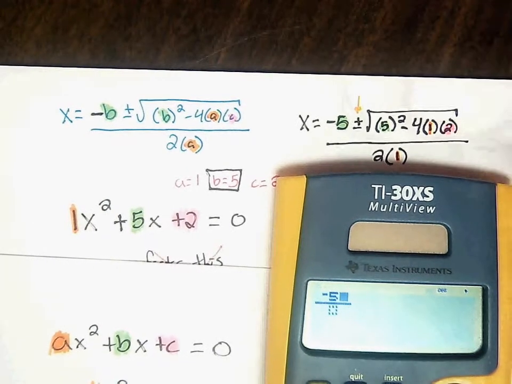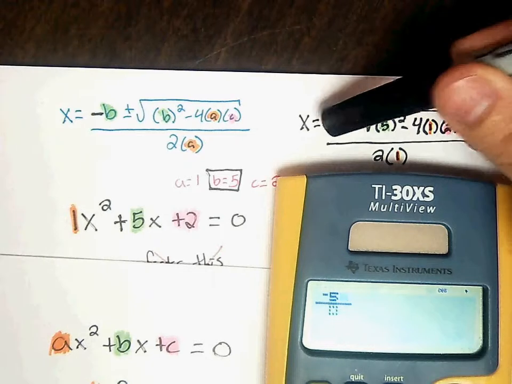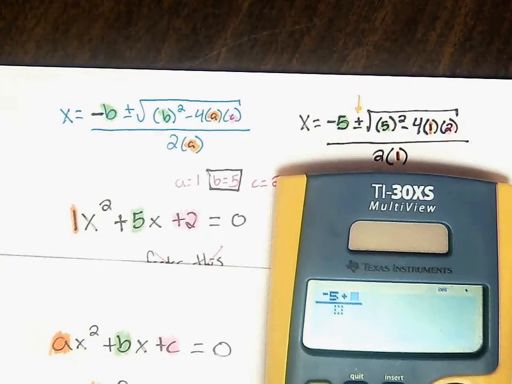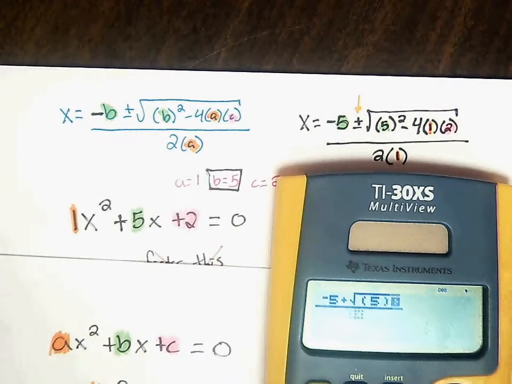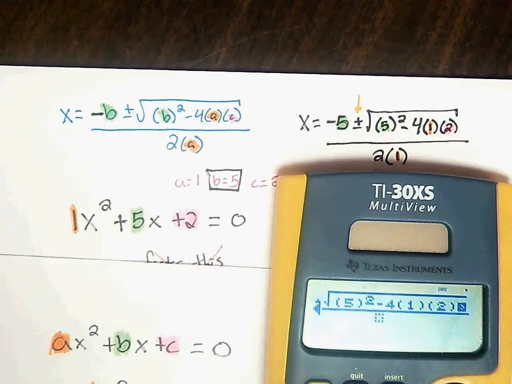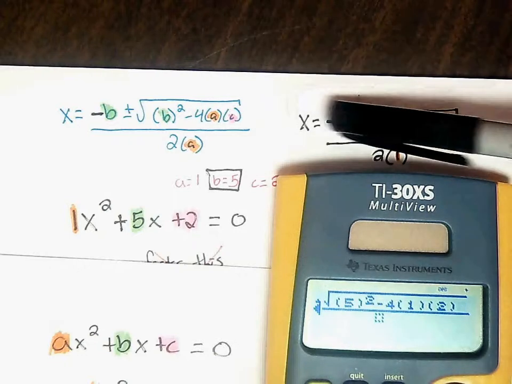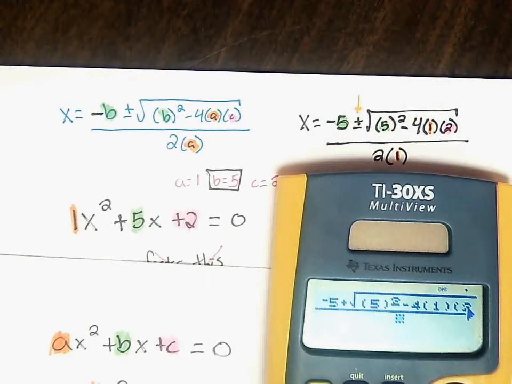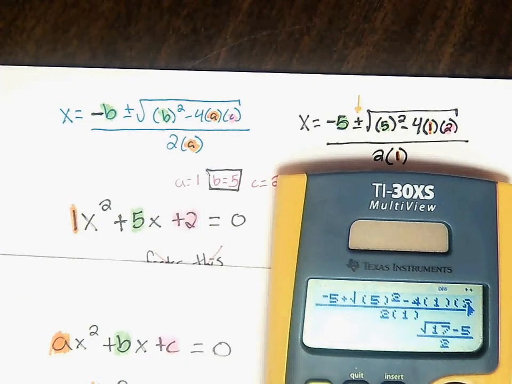So the first one I'm going to do plus. So as I'm typing in, I go negative 5 plus the square root. So hit second x squared, brings up the square root. Now everywhere I put parentheses, just put parentheses. So parentheses 5 squared minus 4 parentheses 1 parentheses 2. So I've typed everything in up top. Now I hit the down arrow and I'm going to type in 2 times 1 and I'm going to hit enter. And my calculator did all that work for me and I'm getting an answer.